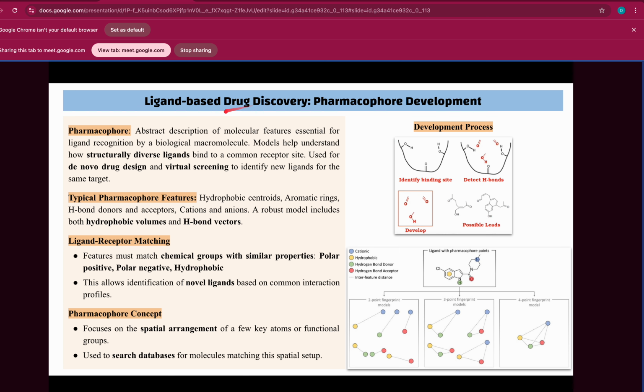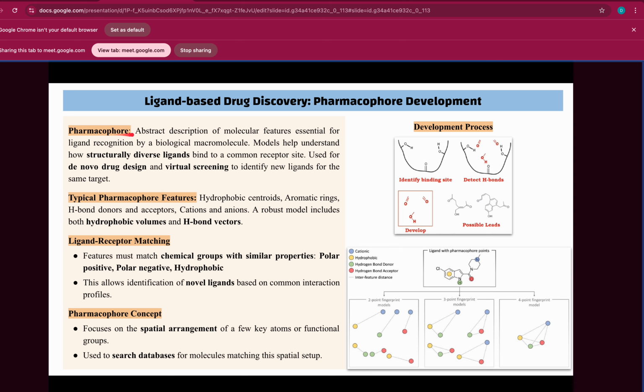Yeah, then comes ligand based drug discovery, in which we have pharmacophore development steps. So pharmacophore means this is the description of molecular features which are essential for ligand recognition by biological macromolecules. So biological macromolecules means these are the targets, whereas my ligand is the future drug molecule. So ligand is the active compound which is getting attached to the target molecule or the macromolecule. So these models help to understand how structurally diverse ligands bind to a common receptor site.